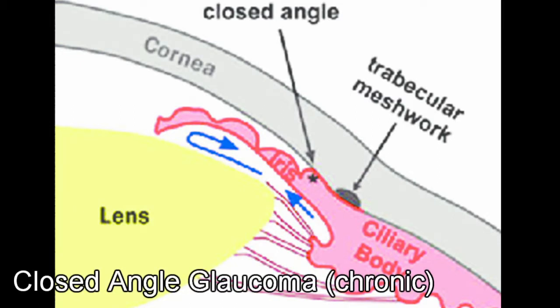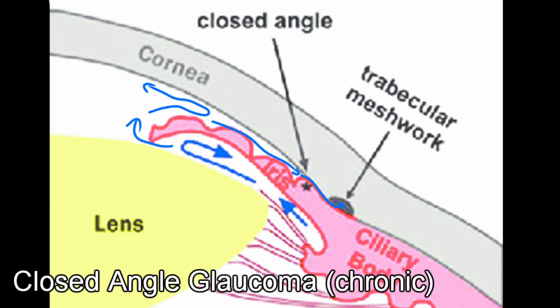Closed-angle glaucoma can either be chronic or acute. This variation affects the drainage angle, which is the space where the iris and cornea come together. When the drainage angle is smaller than it should be, the trabecular network is affected, and like open-angle glaucoma, the aqueous humor cannot flow properly and slowly builds pressure. However, this is only true for the chronic closed-angle glaucoma.